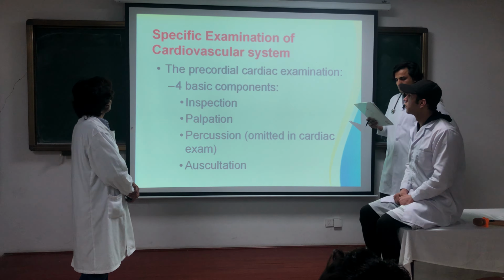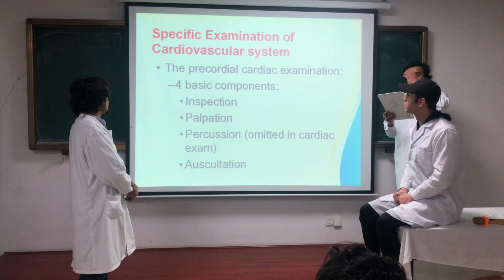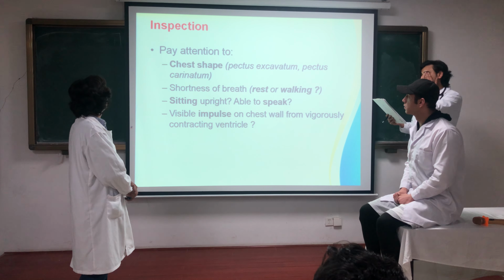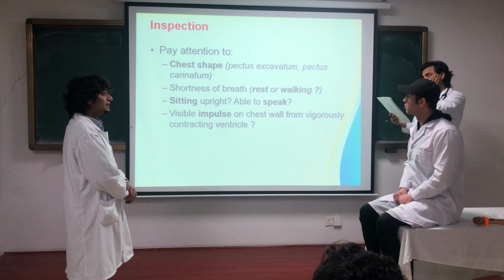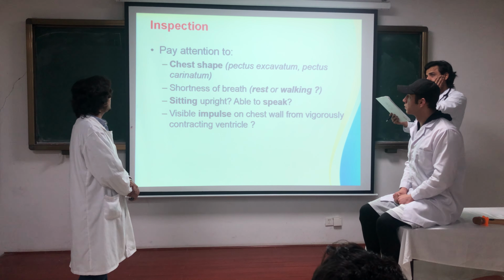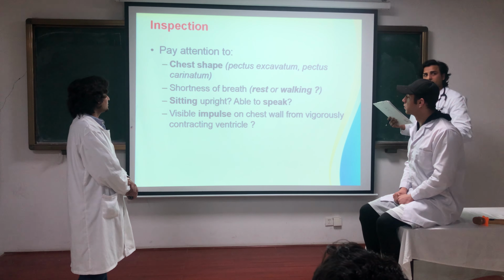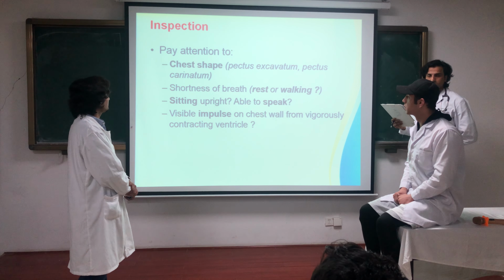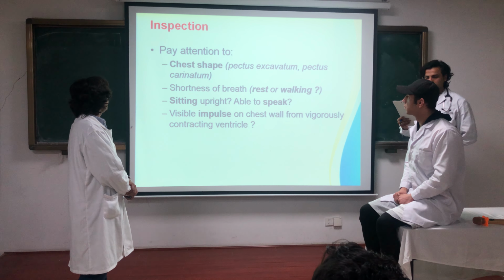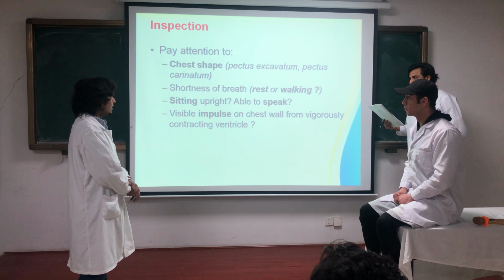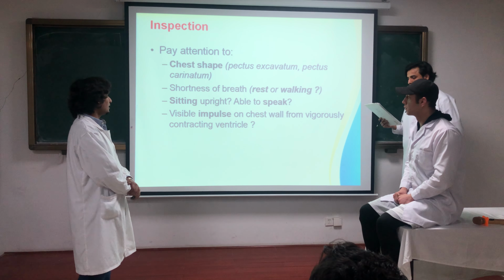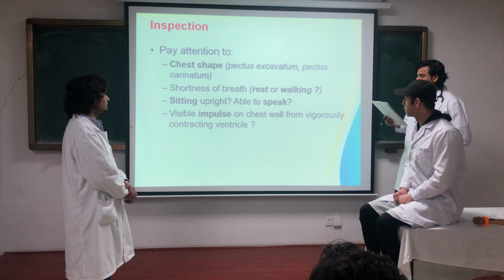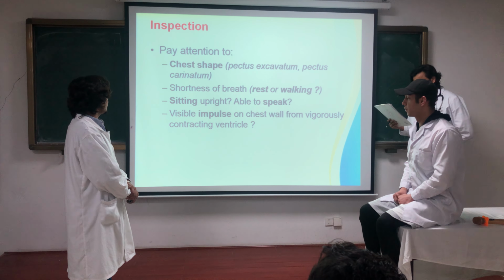Precordial cardiac examination. The basic components: inspection, palpation, percussion, and auscultation. Inspection. Pay attention to the chest pain of the patient and the chest shape of the patient. So it might have a pectus excavatum or pectus carinatum, shortness of breath, walk, or the at rest position, sitting upright, able to speak, and visible impulse on the chest wall for vigorously contracting ventricles.